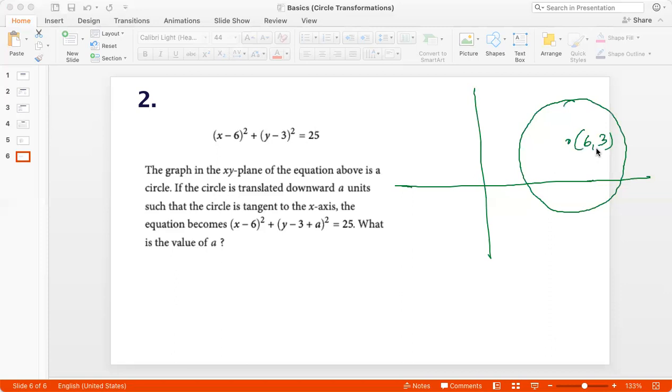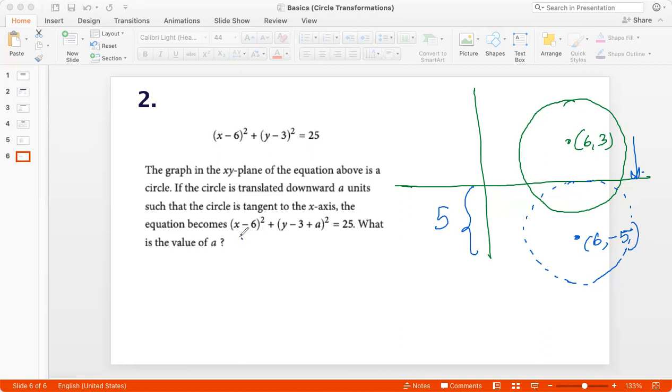The circle is translated downward a units such that the circle is tangent to the x-axis. So I'm moving it down, right? And I'm bringing it to a place where it is tangent to the x-axis. So my center comes here, and what will happen to the y-coordinate of this new circle? It would have to be -5, because if it is tangent to the x-axis, then the distance between the x-axis and the center has to be 5, the radius of the circle. So my new y value is -5.